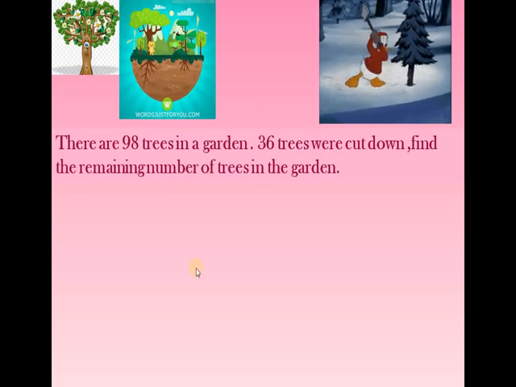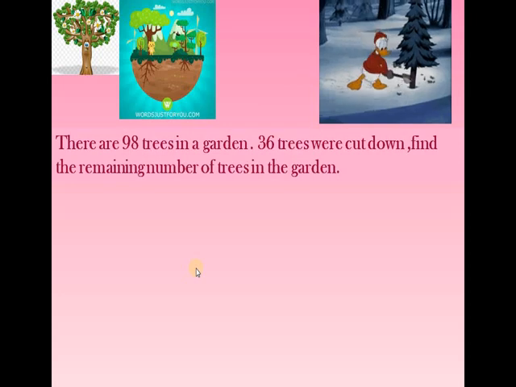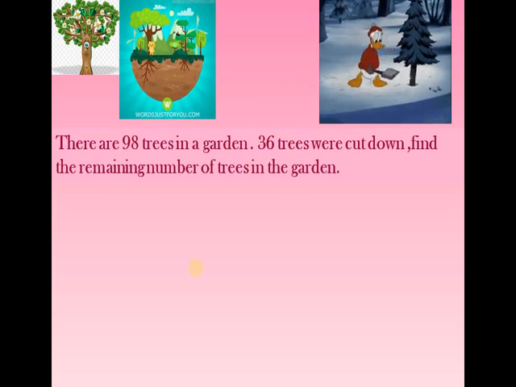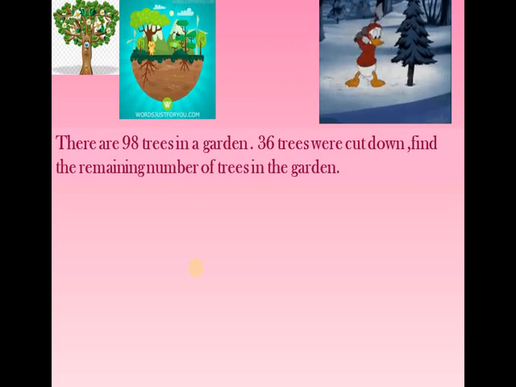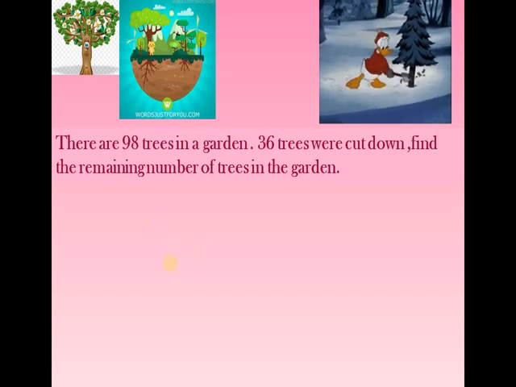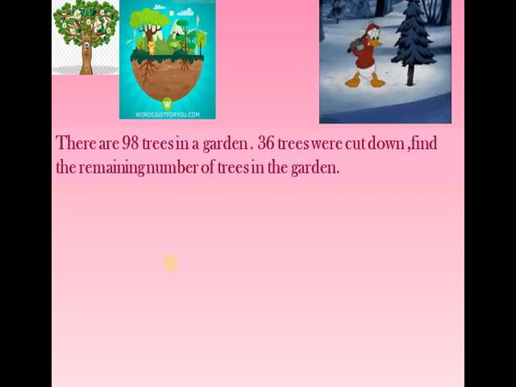Oh, it's so bad. We should not cut trees because it's not good for the environment. It will reduce the oxygen level of the air, and also affect the soil. We'll have more floods. Okay, so plant more trees and cut fewer trees. So coming back to the sum, 98 trees are there and 36 trees are cut down. So underline this.